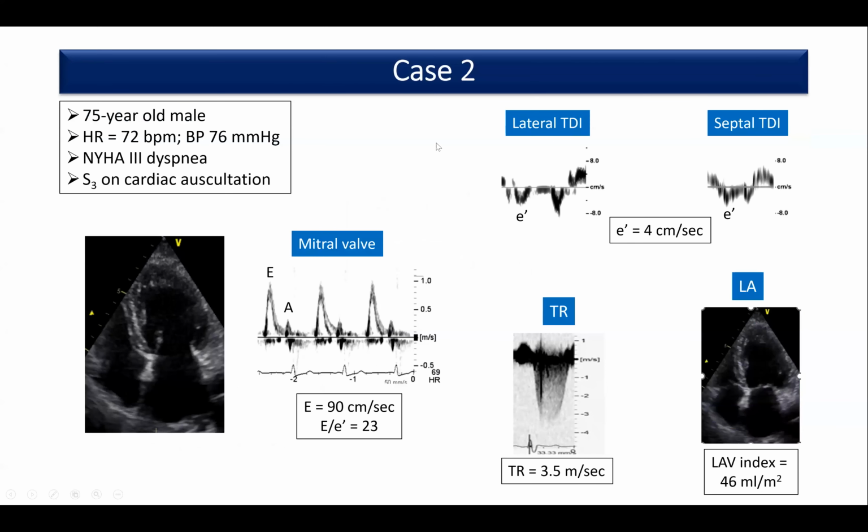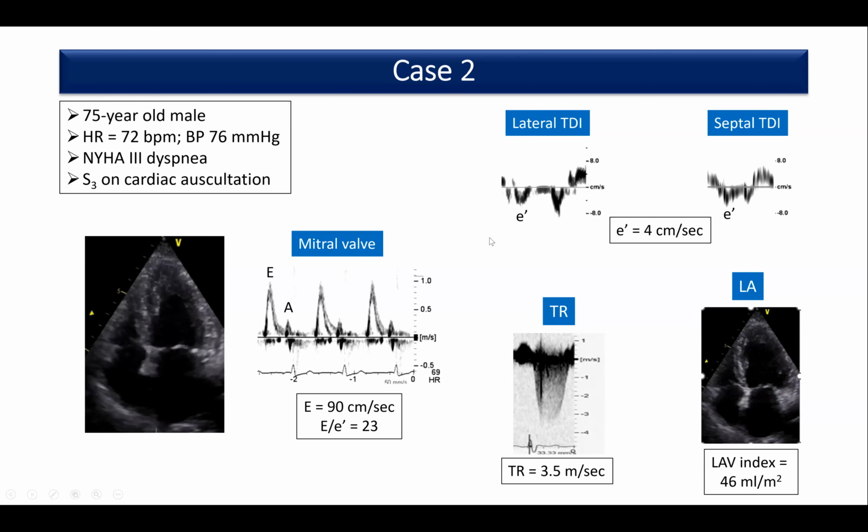Now, let's contrast this with case number 2, a 75-year-old male. You can see here the heart rate; the blood pressure here is miswritten. The patient has NYHA class 3 dyspnea and as well an S3 on cardiac auscultation. Okay, but look at this heart. You can see hyperdynamic function. The LV is contracting very well.